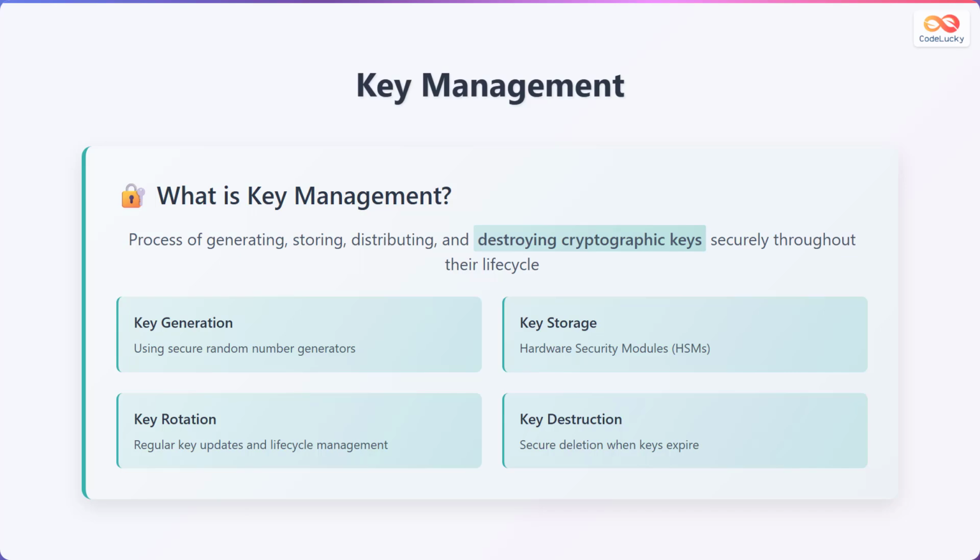Key storage involves protecting keys during their active use, typically using hardware security modules, or HSMs, which provide tamper-resistant hardware protection. Key rotation involves regularly updating keys and managing the transition from old to new keys without disrupting system operations. Finally, key destruction ensures that expired or compromised keys are securely deleted from all systems, preventing future unauthorized access. Organizations must establish comprehensive key management policies that address each of these phases to maintain strong security posture.